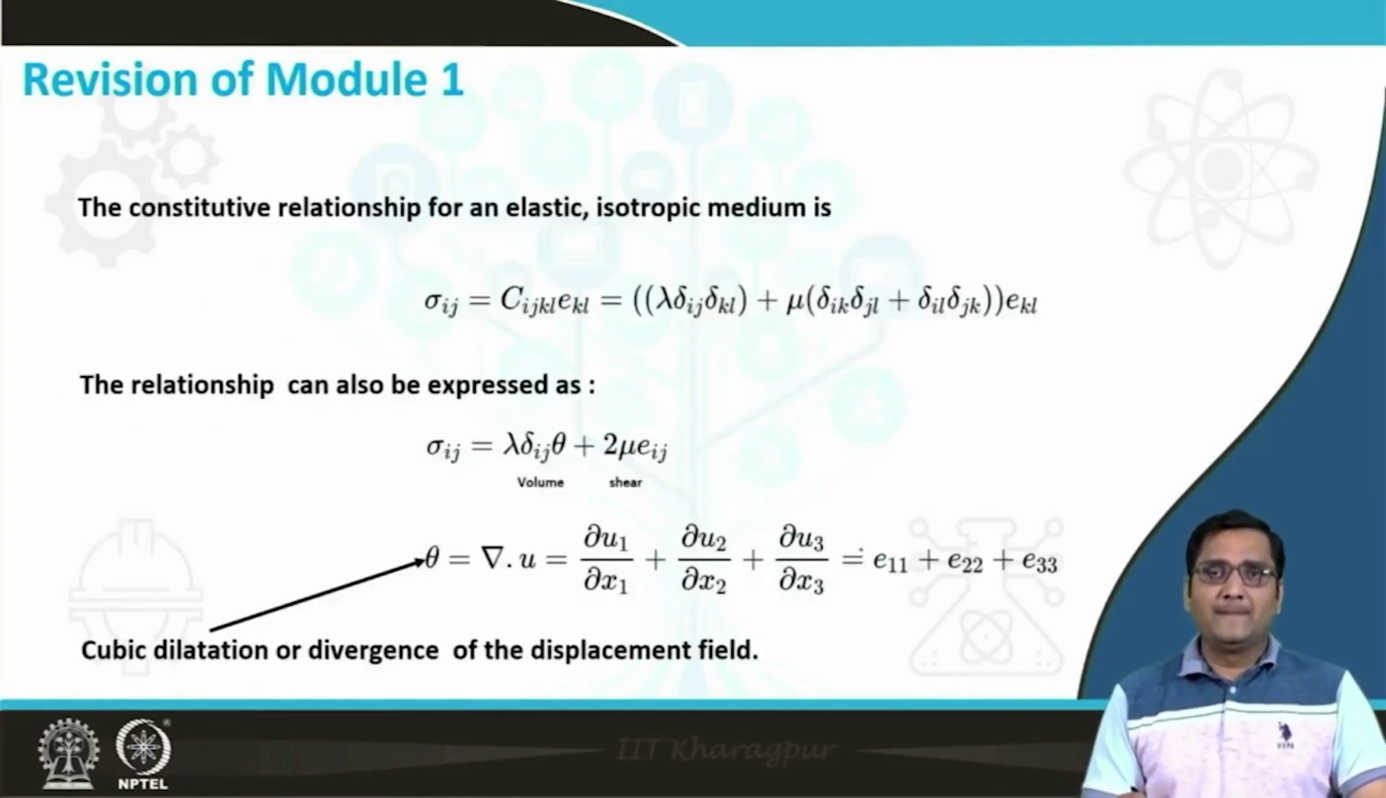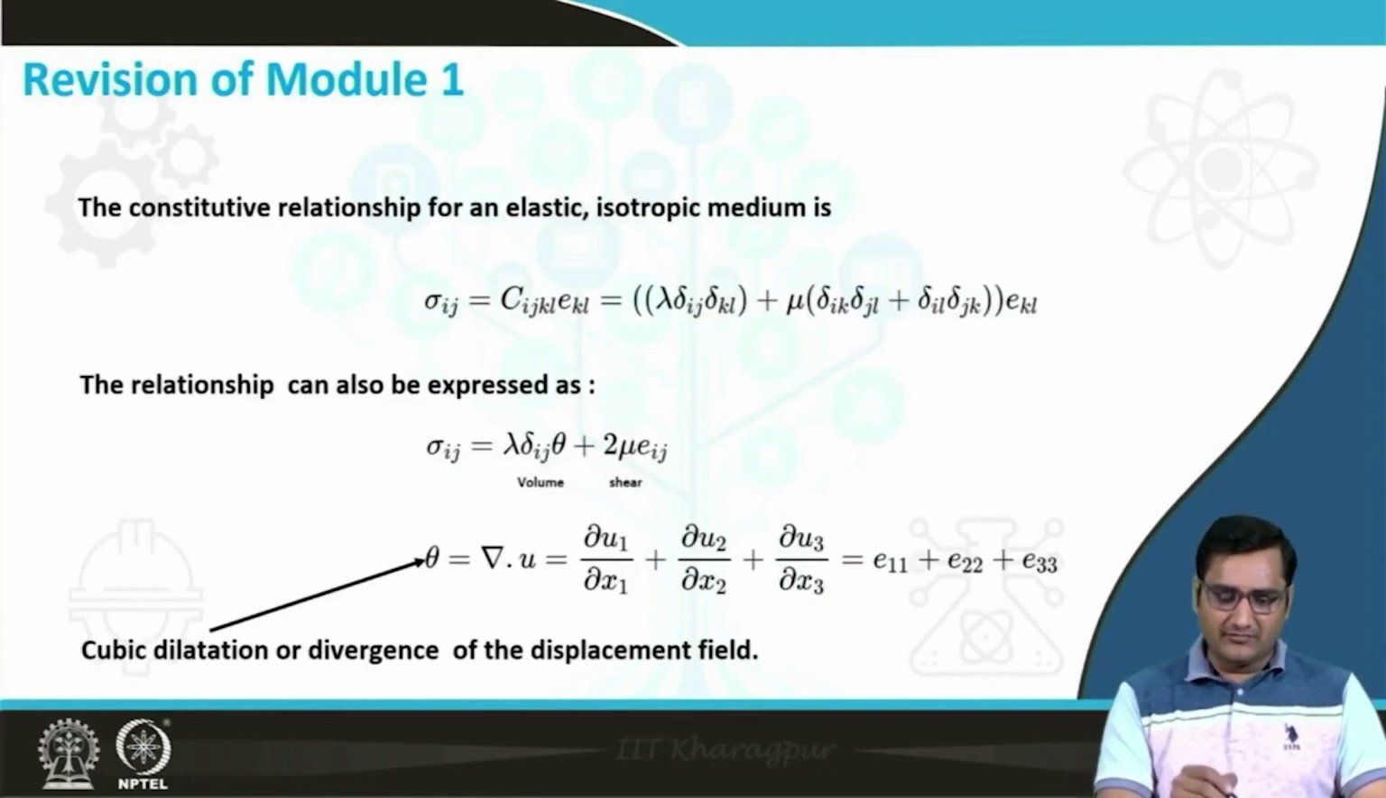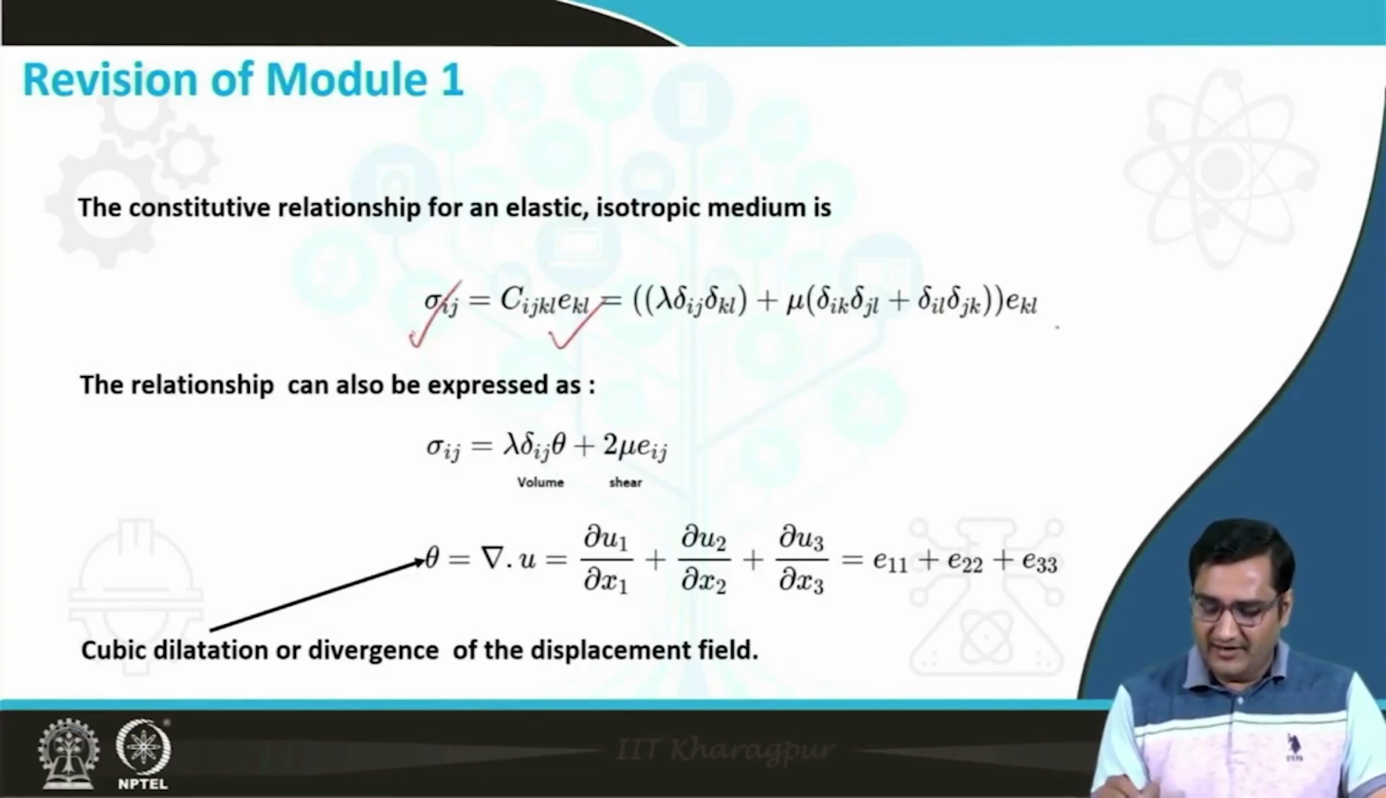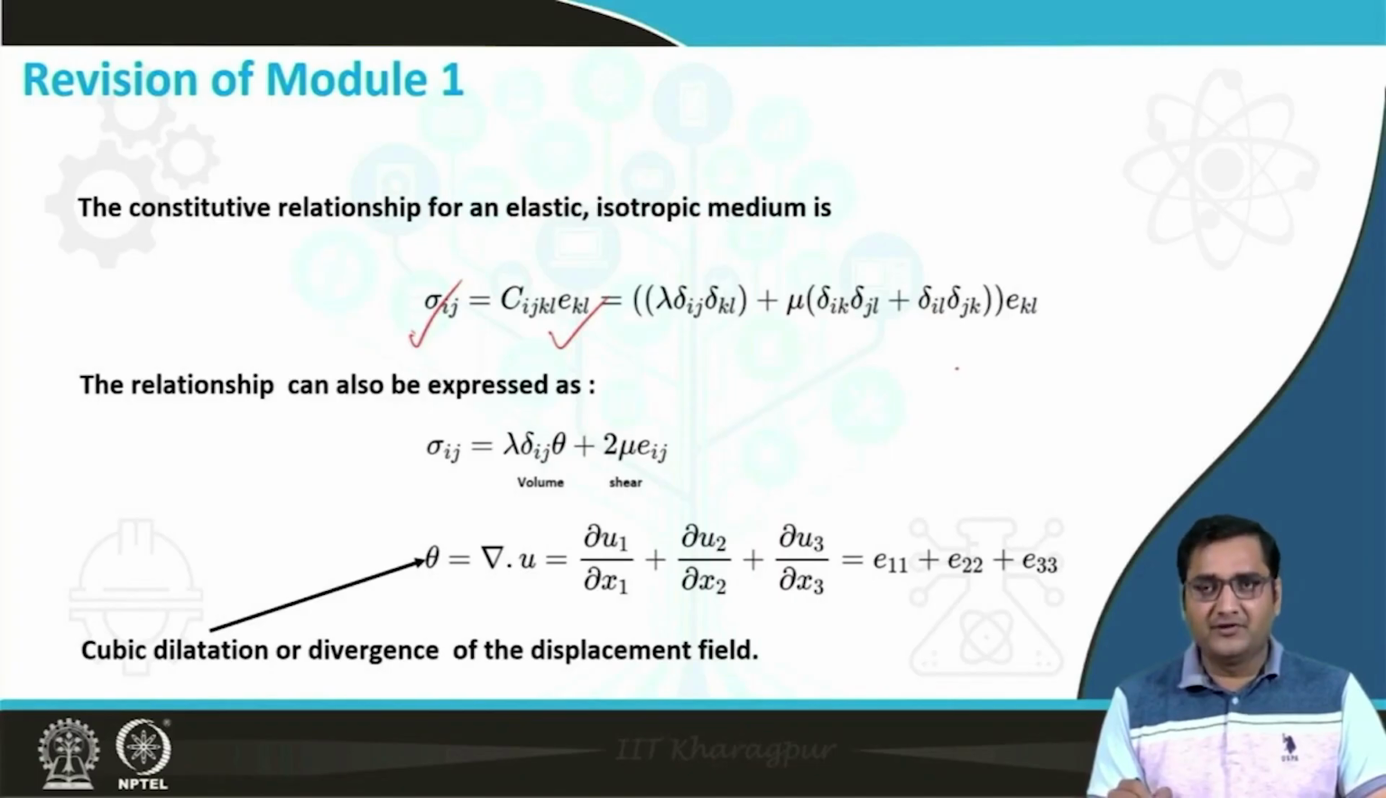Now we have also talked about Hooke's law, and Hooke's law relates the stress with strain, and it is for very small strain, that may be of the order of 10 to the power minus 11. That means sigma_ij is equal to C_ijkl e_kl, and in the expanded form, in terms of the Lamé constants, it can be written something like this.